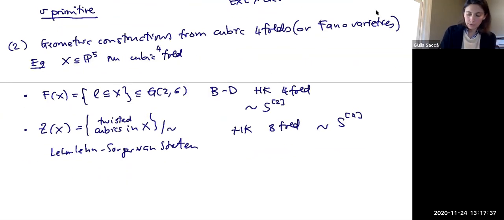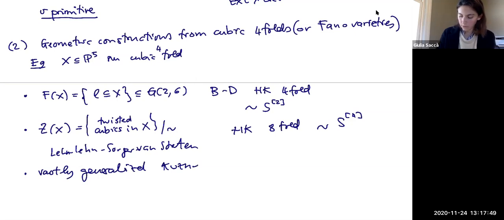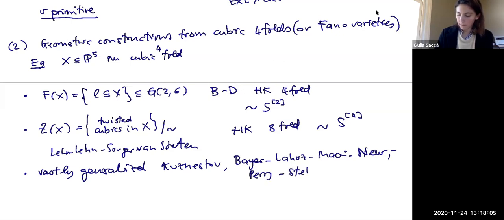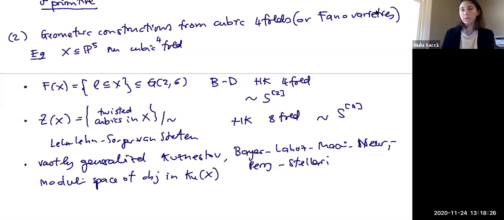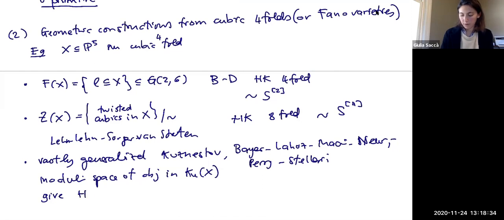And these two examples have been vastly generalized by, I should say, the first name is Kuznetsov, and then other people, Bayer, Lahoz, Macrì, Nuer, Perry, Stellari, and various subsets of these authors. And so I'm just going to say moduli spaces. If there's interest, I can talk a little bit about this in the last lecture. Moduli spaces of Bridgeland stable objects in the Kuznetsov component of the cubic fourfold, which is the meaningful part of the derived category of X, give rise to hyperkählers of arbitrary dimension.